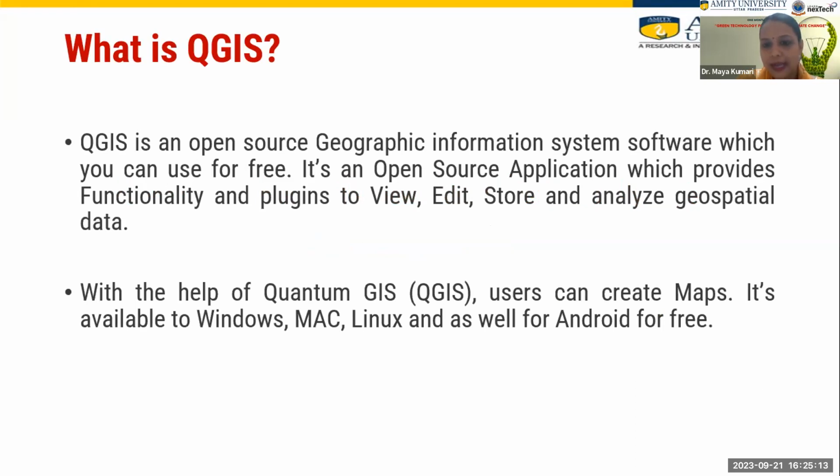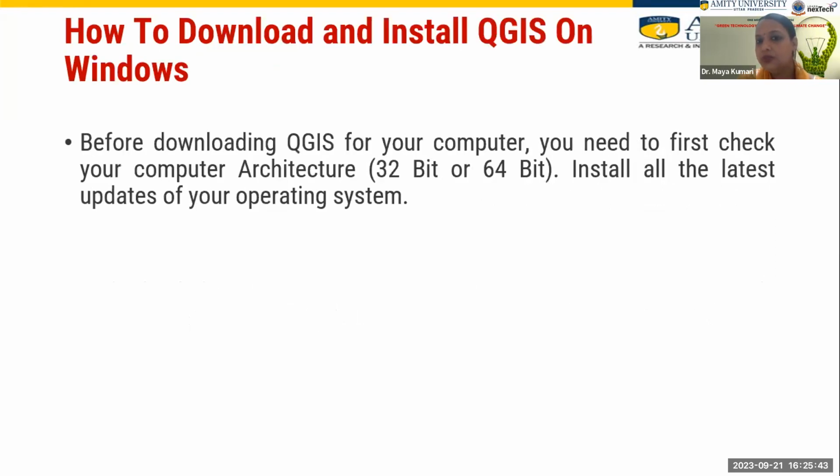And it is an open source application, which provides us different functionality and plugins so that whatever data we have, we can view it, we can edit it, we can store it in the form of a database. And whenever we want to analyze it, we can do that. So with the help of QGIS, we can create different kinds of maps. And as I have told you, it is available for Windows, Mac, and it is also freely available for Android. Now, how to download this QGIS?